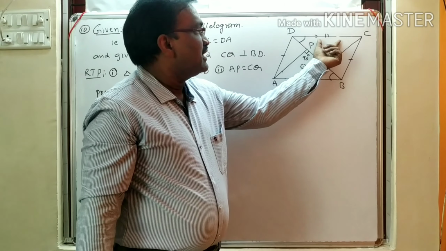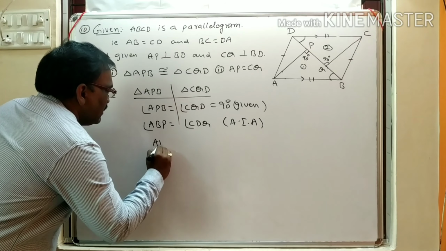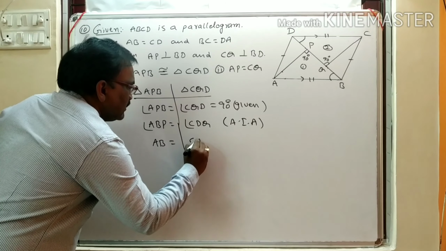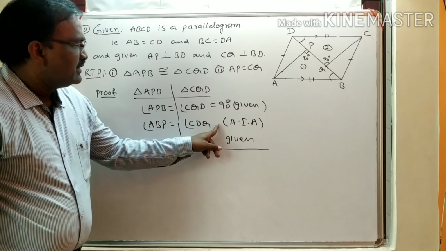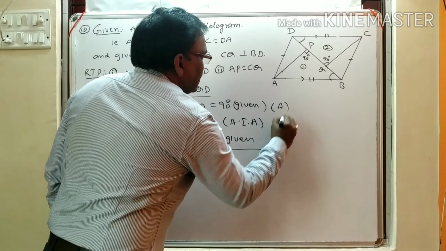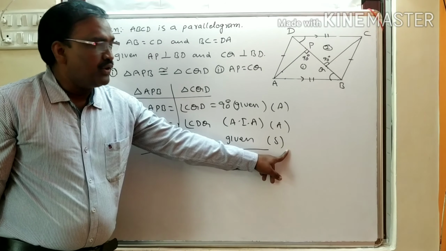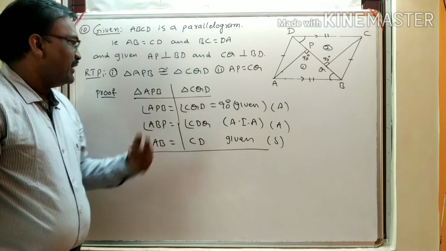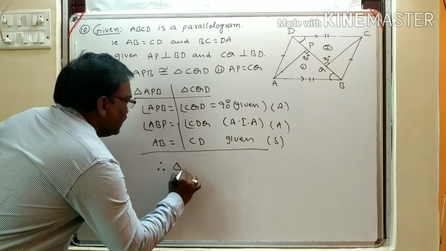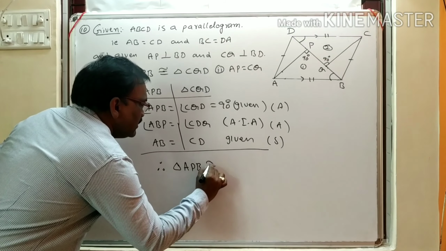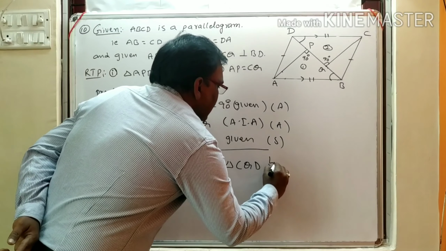Next, AB is equal to CD. This is already given. AB is equal to CD by property of parallelogram. So this is an angle, this is a side. By angle, angle, side congruency rule, these two triangles are congruent. Therefore, triangle APB is congruent to triangle CQD by AAS rule.